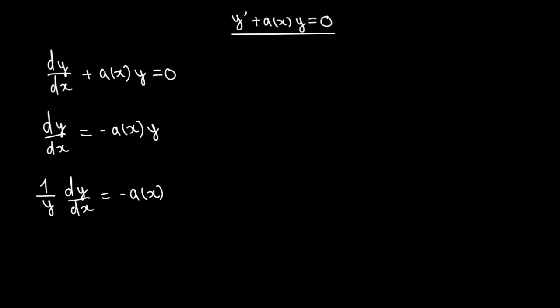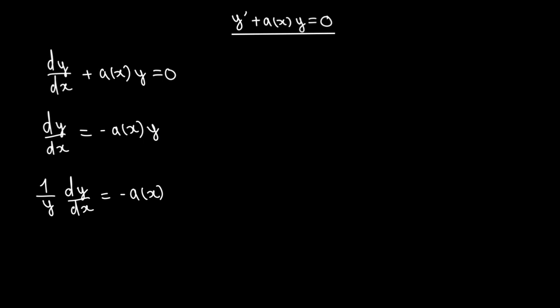And now, here's the trick. You separate the dx from the dy. And the way you do that is by multiplying by dx. Now, of course, there are several problems here. First of all, the y must not be equal to 0. Okay, so we have a problem if y is equal to 0.